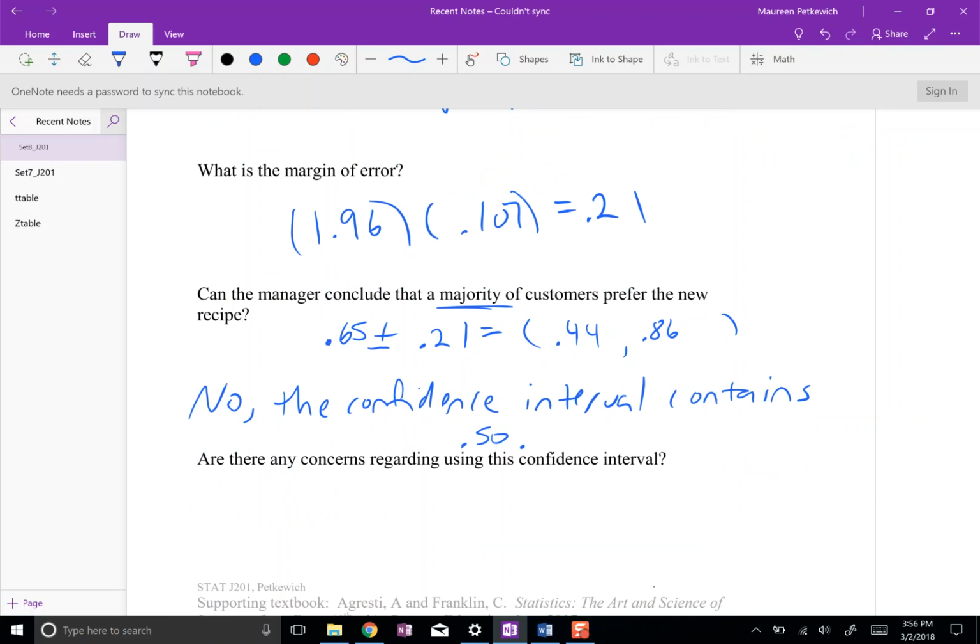Are there any concerns regarding using this confidence interval? In this question, I'm looking to see if those two properties that we talked about previously are met. So I want to know, do I have a random sample? I'm not told anything about how the sample is collected, so I'm going to say there are concerns: not a random sample.